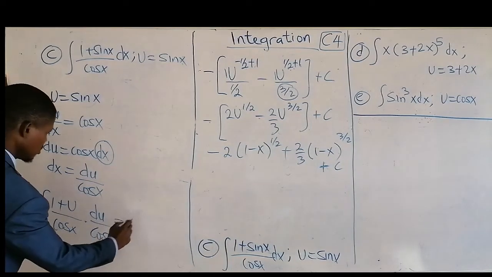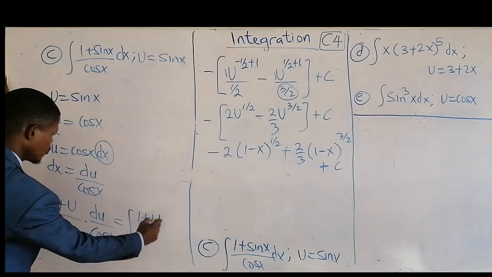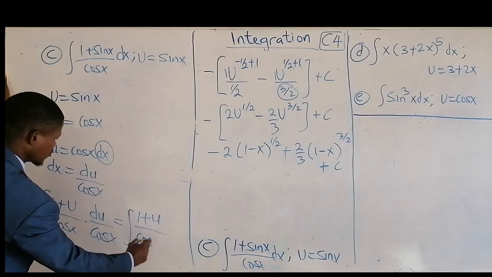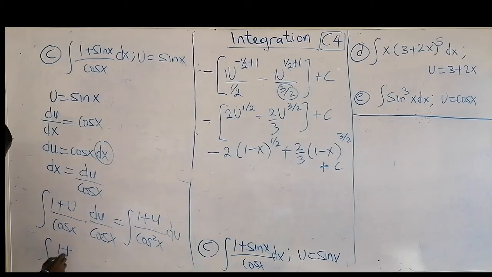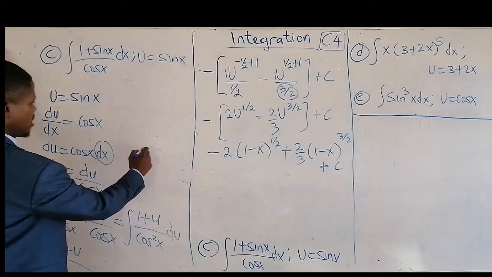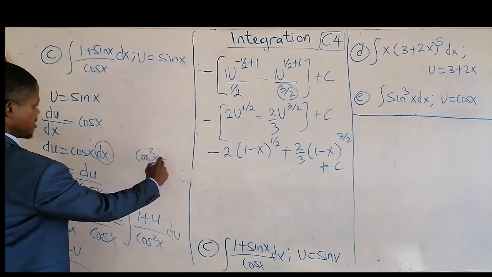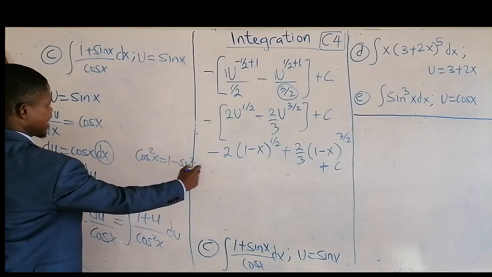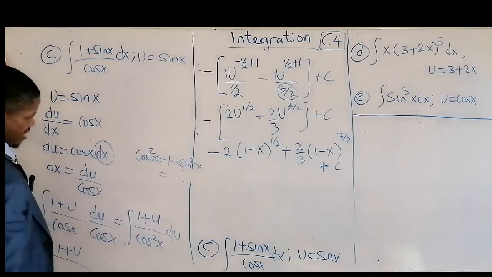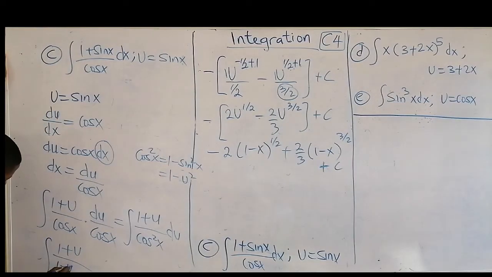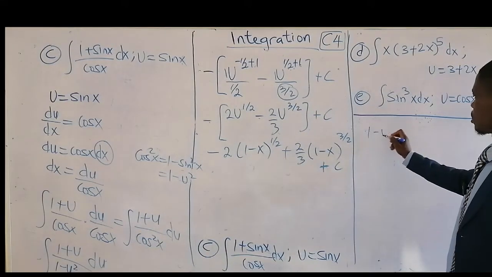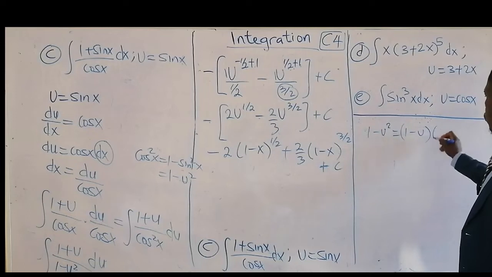So I will now have integral of 1 plus u all over cos squared x du. And don't forget, cos squared x is equal to 1 minus sin squared x. Okay? And that's equal to 1 minus u squared. So that will give me 1 minus u squared du. So 1 minus u squared is equal to 1 minus u times 1 plus u.